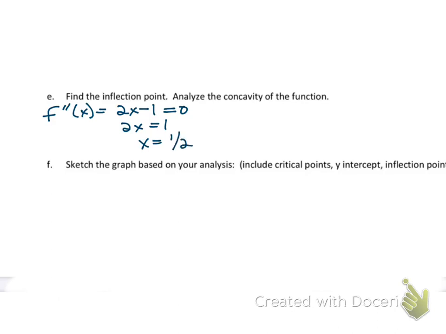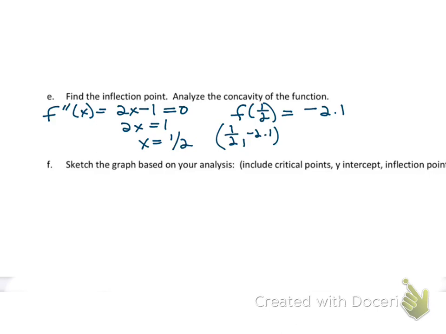Okay, so now they want you to find the inflection point, so that means that you also need to figure out what the y value is. So let's get that done right now. Okay, so to get that y value, you're going to take the original function and evaluate it at positive 1/2, and rounding to the nearest tenth, you should get negative 2.1. So your inflection point is going to be 1/2, comma, negative 2.1. Or you can make that 0.5, comma, negative 2.1.